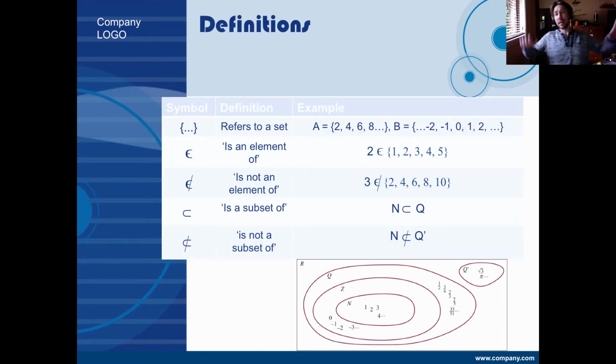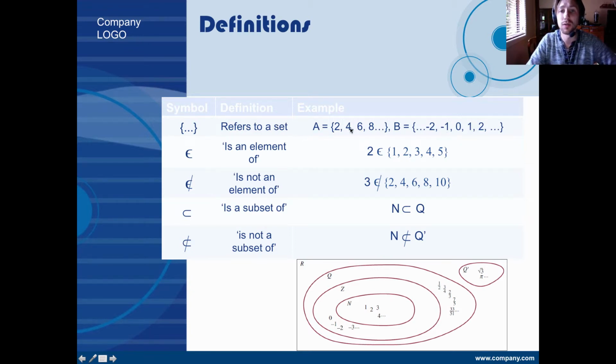Alright, so let's have a look now at some of the different symbols and terminology you're going to come across when dealing with set notation. The very first thing is this one here. If you see little squiggly brackets like this, it means it's a set. So let's just say this here is set A and this here is set B.